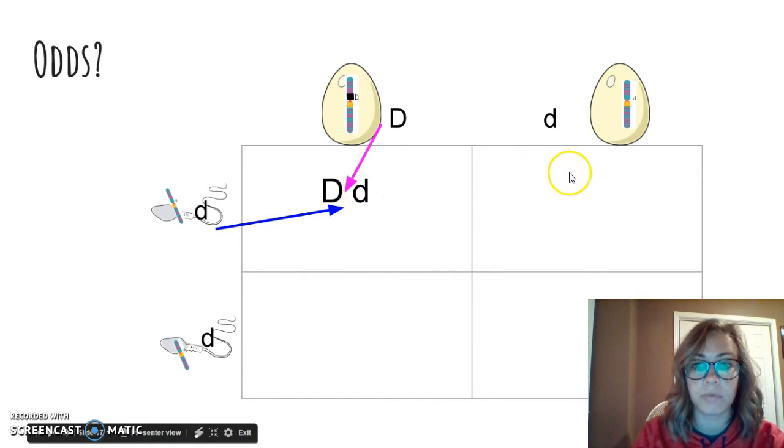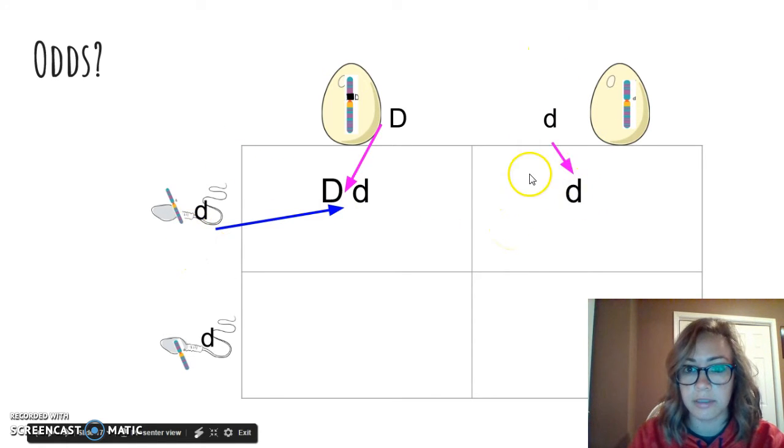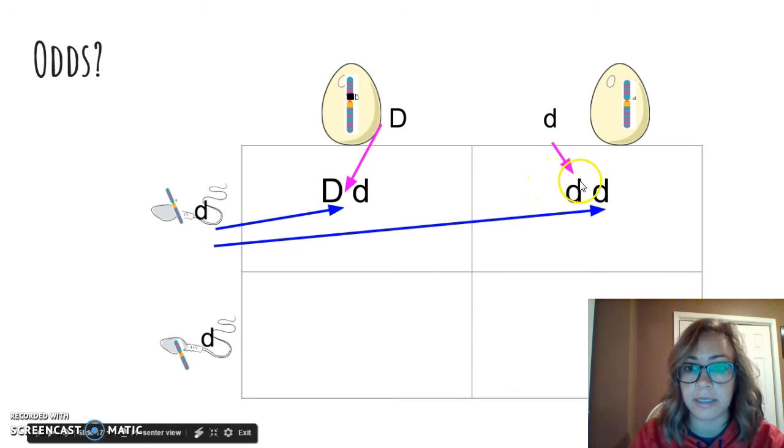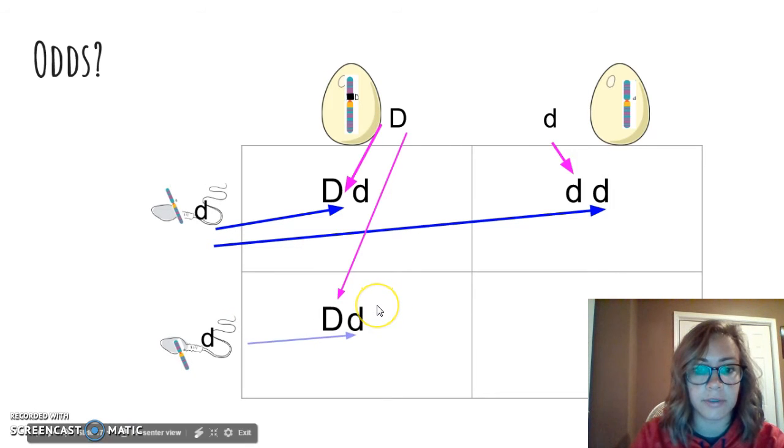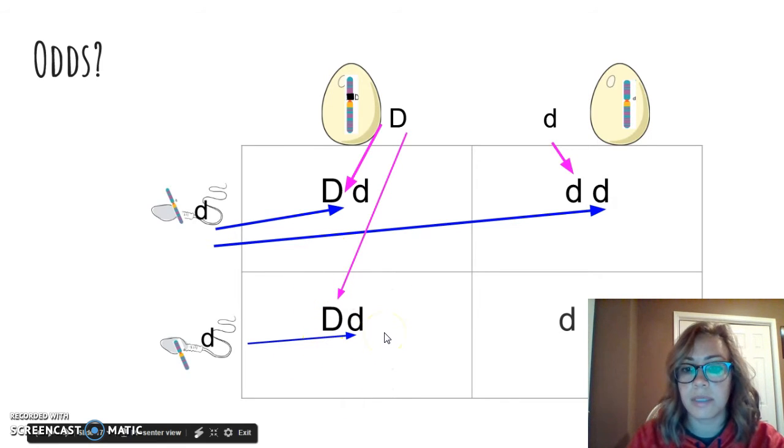Well, now what about this one? What if this egg were fertilized by this sperm? Again, we pull down this little d and pull over this little d, and if we had this offspring here, then this offspring would have little d, little d. So that would be its genotype. If we pulled down this big D here, if this egg were to be fertilized by this sperm, we'd get a big D from mom and a little d from dad, and this baby would have this genotype, big D, little d. Same thing over here.